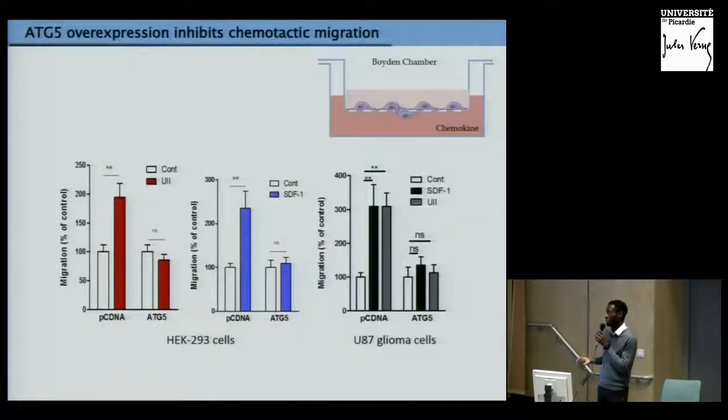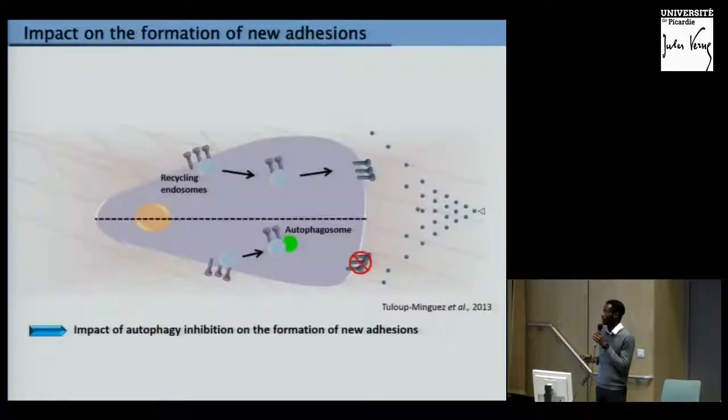What's even more interesting is that the simple overexpression of ATG5 gave the same results, where we were able to block the pro-migratory effects of both chemokines. And we obtained similar results in the UID7 glioblastoma cell line. So the final question we asked was what might be the link between autophagy and cell migration?